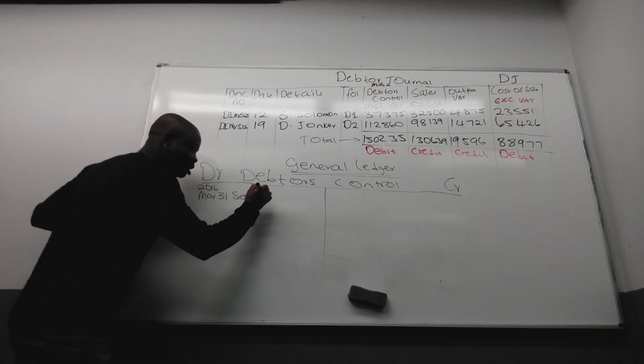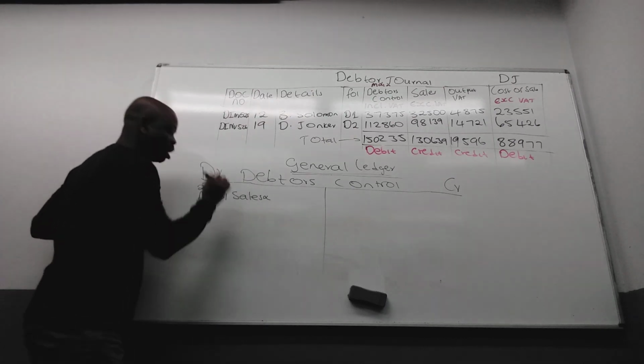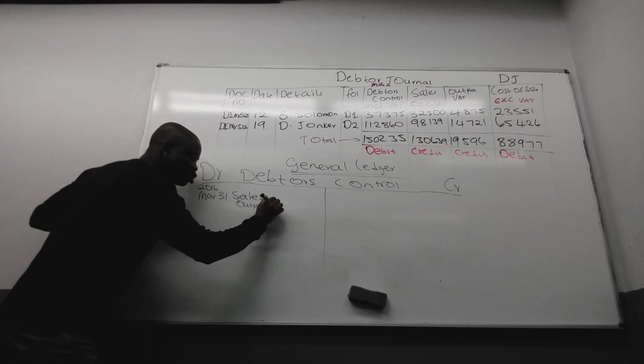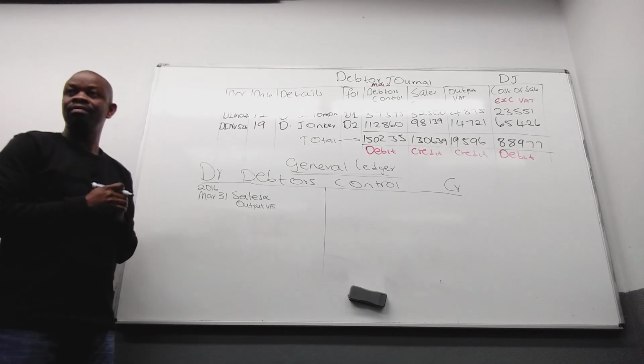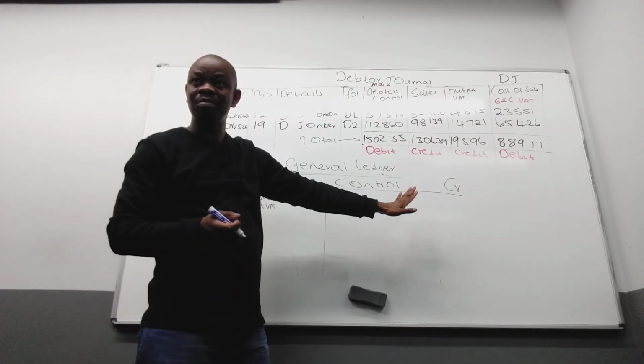Because of space, I'm just going to take two lines. Sales and output VAT. Guys, I want you to get this one. I don't want you to lose marks. Please remember this. Because debtors control is the main column.